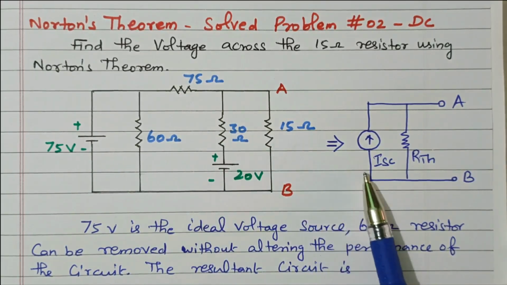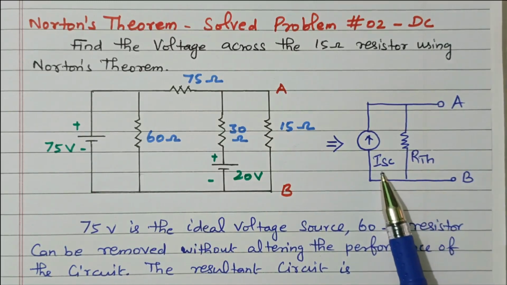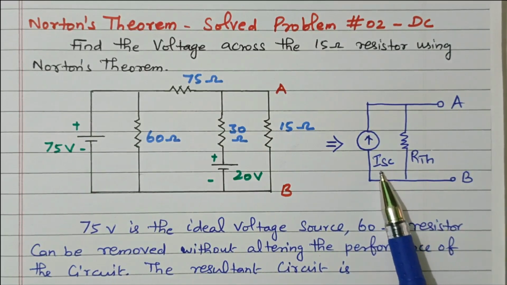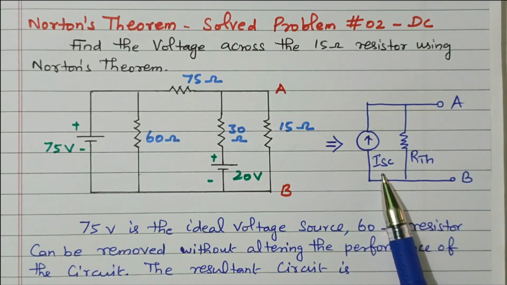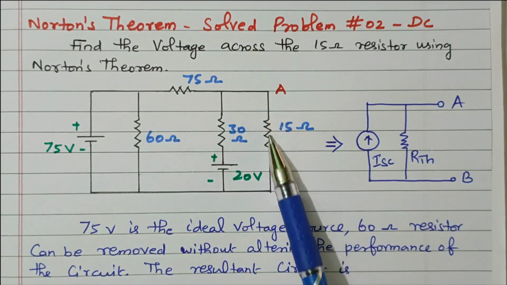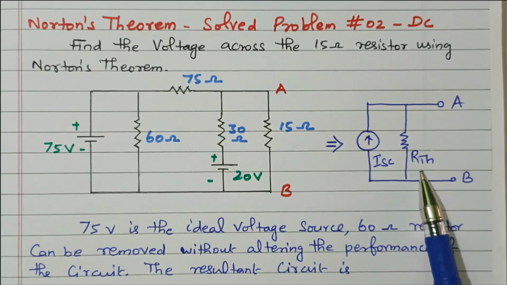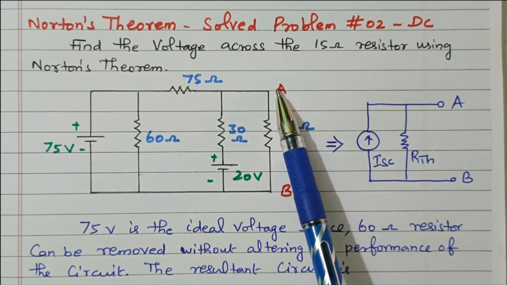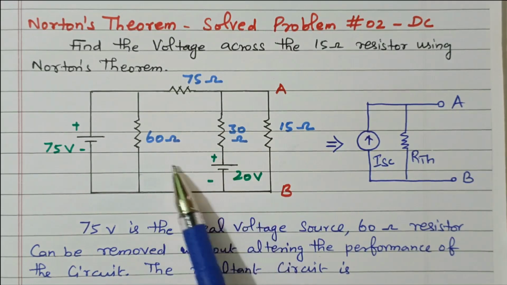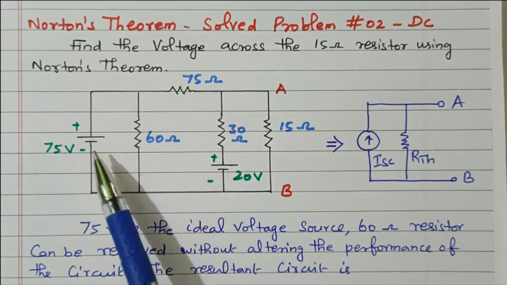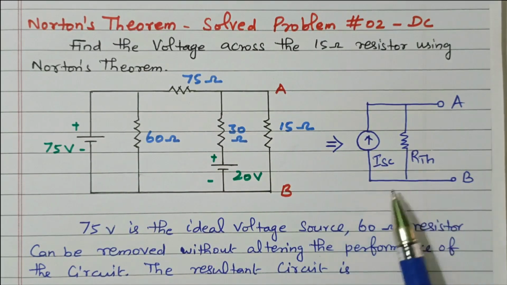So this complicated circuit should be converted into Norton's equivalent circuit. The Norton equivalent circuit has a short circuit current source, one current source connected in parallel with the R Thevenin. Then how to find the short circuit current? The terminal AB is short circuited. Then the current flowing through the terminal AB is nothing but ISC. R Thevenin is nothing but the resistance across the terminal AB by removing the sources, either voltage or current source. Here only voltage sources are available. We need to remove the voltage sources and find the equivalent resistance across AB, that is nothing but R Thevenin.